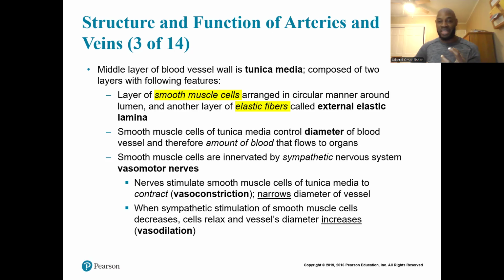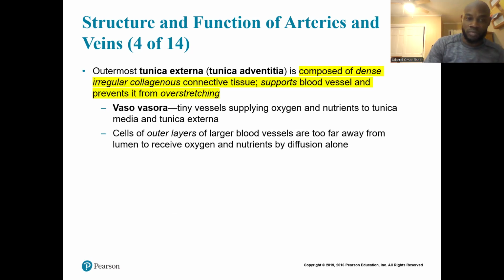So when the sympathetic is fired, your fight or flight, that part of your autonomic nervous system, causes constriction. If we don't want constriction, then we want to inhibit the sympathetic nervous system, which causes vasodilation. Okay. The outer layer is the tunica externa, composed of dense, irregular, collagenous connective tissue, supporting the blood vessel and preventing it from overstretching.